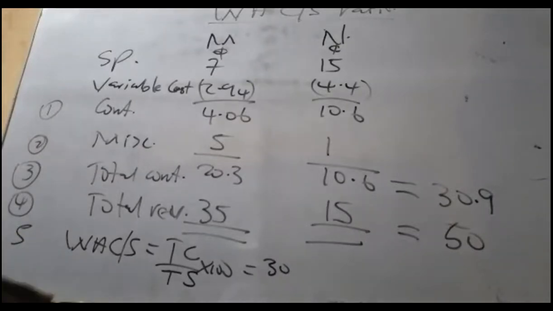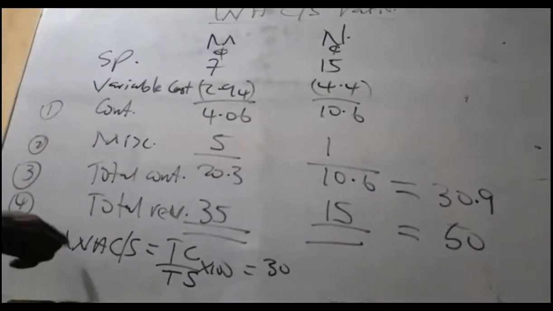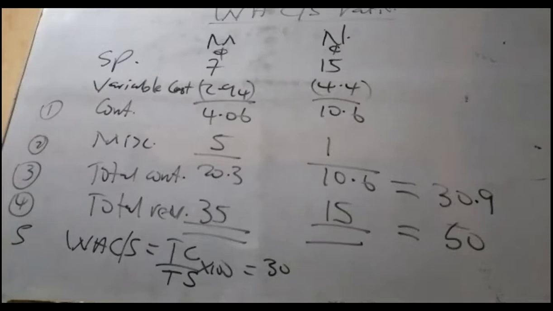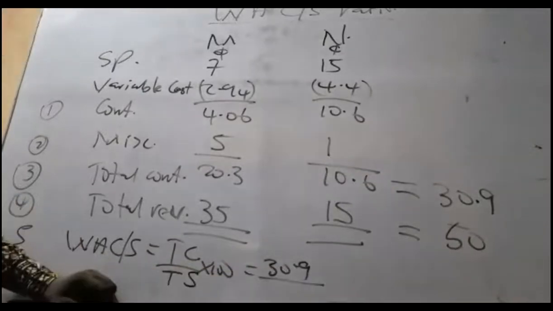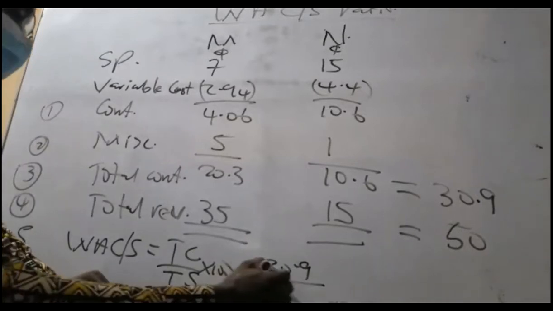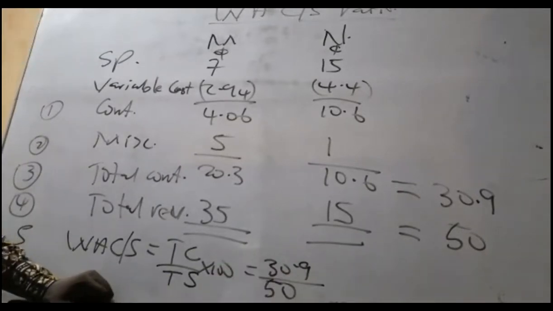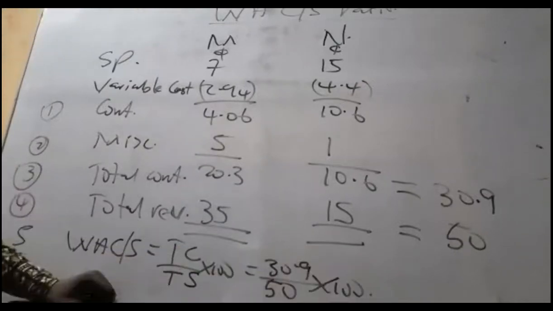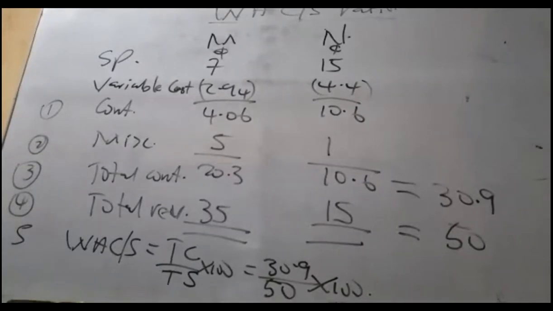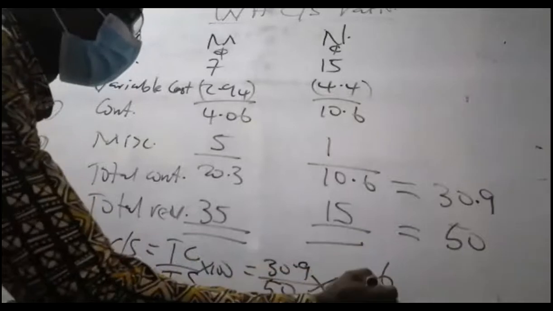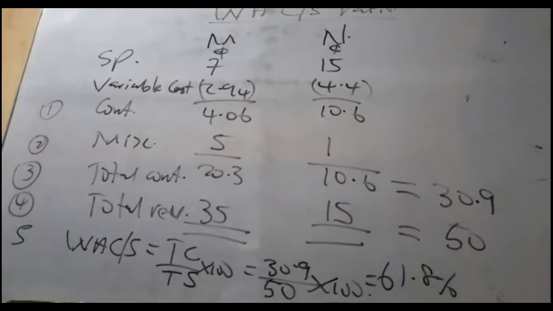The CS ratio is what we are finding. We call it the weighted average CS ratio, or weighted average contribution to sales ratio. So 30.9 divided by total sales of 50, times 100. That's the CS ratio. Kindly get it for us and then let's continue. So the answer is equal to 61.8%. That's all.